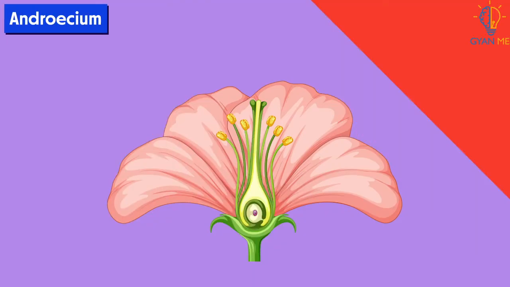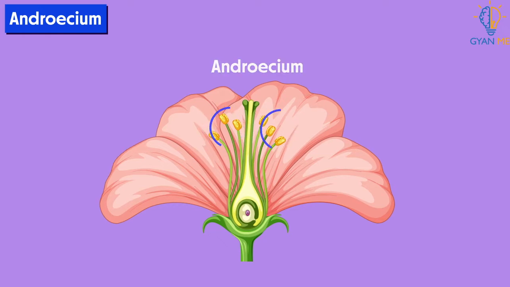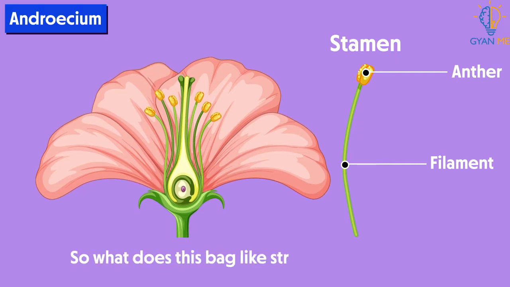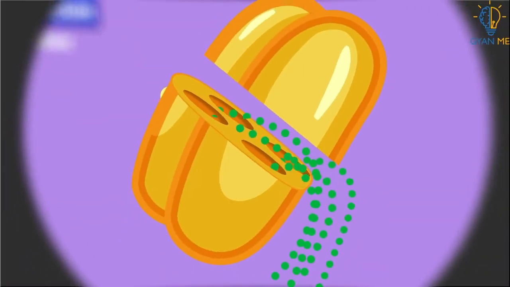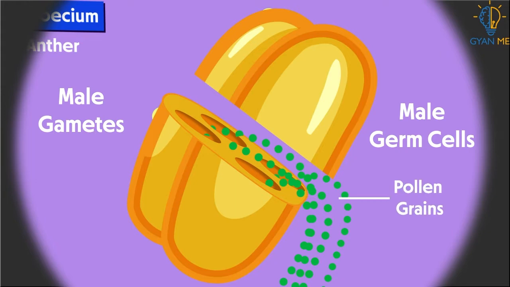Observe the flower on your screen. This whorl containing many stamens is called androecium. Now look at each stamen. We find that it is made up of a stalk called the filament and a small bag-like structure called the anther at the tip. So what does this bag-like structure consist of? Correct. Male gametes or male germ cells called pollen grains.